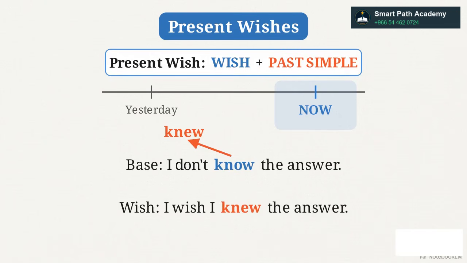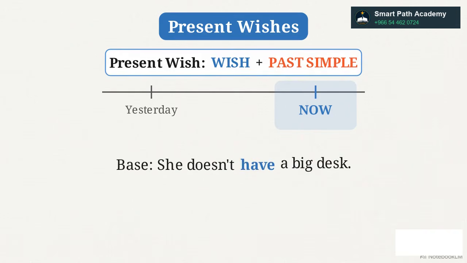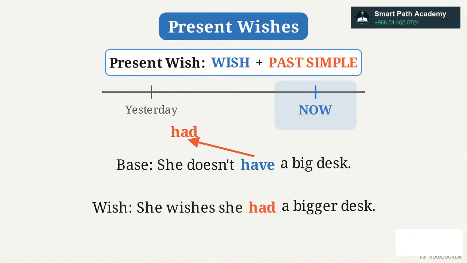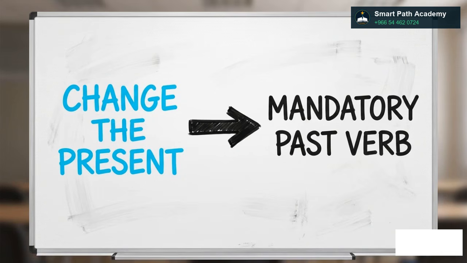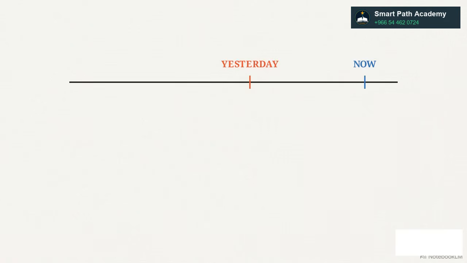This past tense shift feels backwards, but it's a mandatory rule no matter who is speaking. If our base is, "She doesn't have a big desk," the transformation remains the same. "She wishes she had a bigger desk." Remember this absolute rule. Whenever you want to change the present moment, you are forced to put your verb into the past simple.